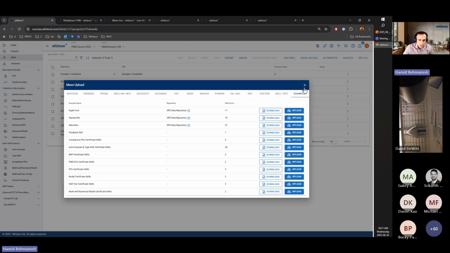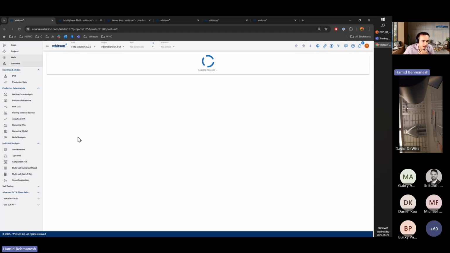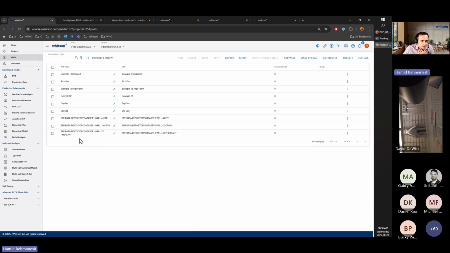So I'm going to show it one more time. Once you upload the example, there are 3 data sets that we're going to take a look at. One of these wells is the Pheasant well, which is a dry gas reservoir. Let's take a look at that. Once you've uploaded the 3 examples, one of them is Pheasant. You click on the Pheasant well.